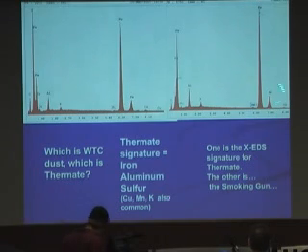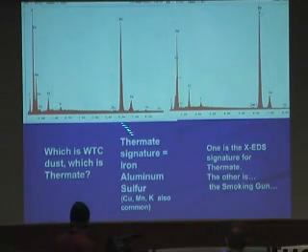And now you can see the plot. You see that iron, and it's very clear. Sulfur and aluminum. That's the signature for Thermate. Iron, sulfur, aluminum. Folks, there are some differences, but you can't tell which one is which. I mean, they have the same signature for Thermate.